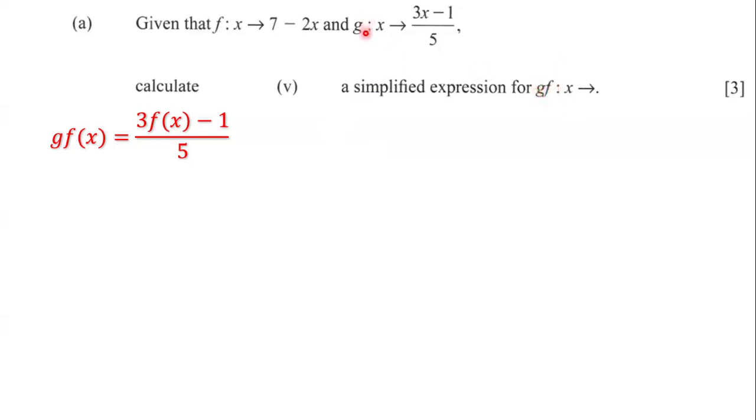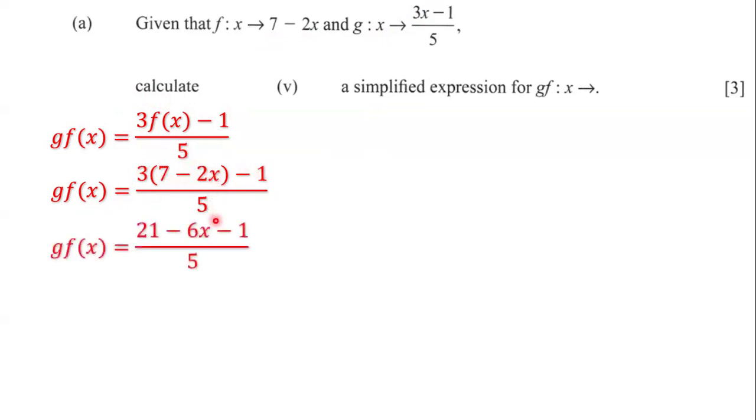Now, what is g? Well, g of x is equal to 3x minus 1 all over 5. Wherever you see x, you're going to put f of x. So it's not 3 times x anymore. Remember, we have to replace x with f of x. So this is going to be 3 times f of x minus 1 all over 5. And so g of f of x is equal to 3 times f of x, and f of x is equal to 7 minus 2x. So we have 3 times f of x minus 1 all over 5.